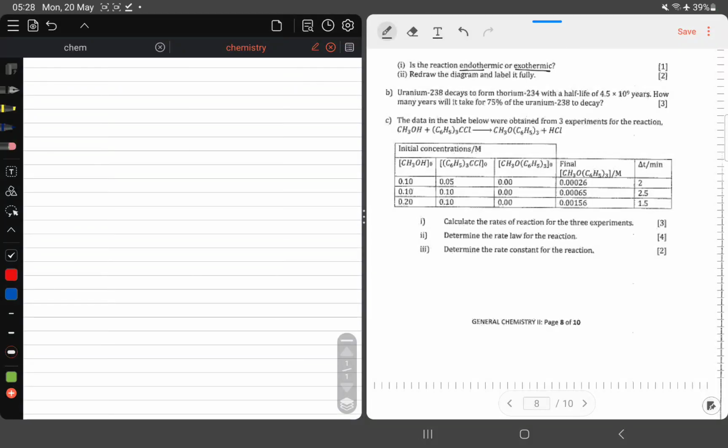All right, so now we're killing it. Let's kill this C and let's get this section B done with, okay? So here they've given us the table and they want us to calculate the rate of reaction.